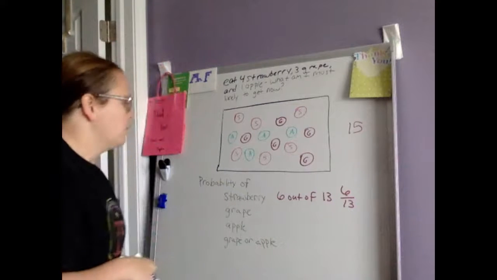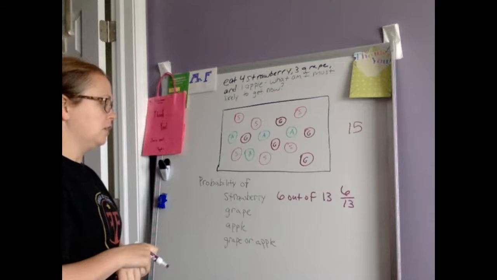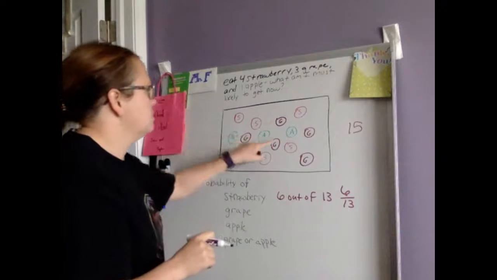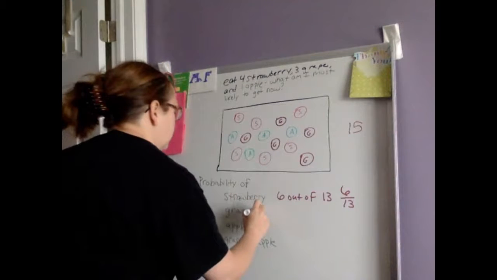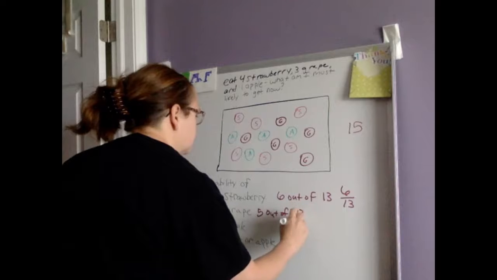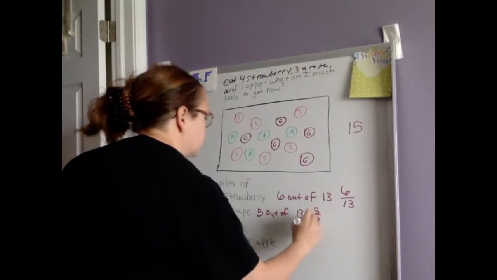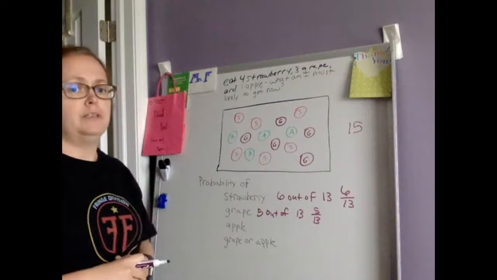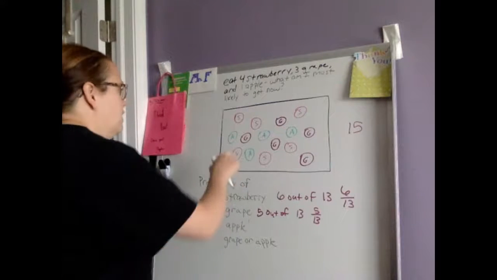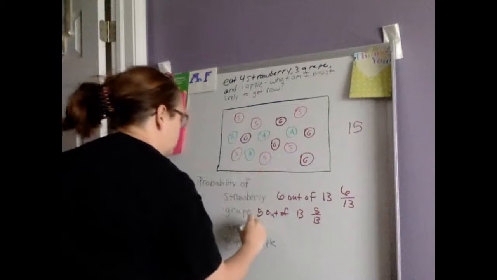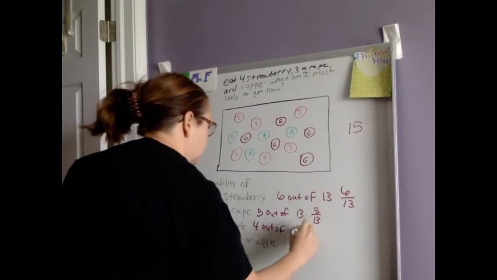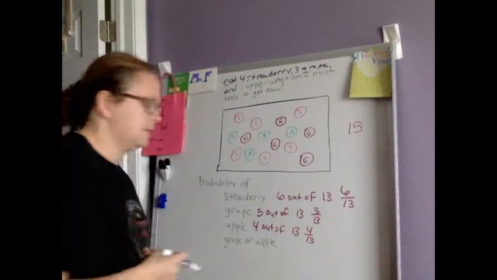Okay? If I want to know the probability of pulling out a grape piece, all I have to do is count the grape pieces. 1, 2, 3, 4, 5. 5 out of 15, or 5 over 15. How about the probability of pulling out an apple piece? You guessed it, count the apple pieces. All right, 1, 2, 3, 4. 4 out of 15, or 4 over 15.